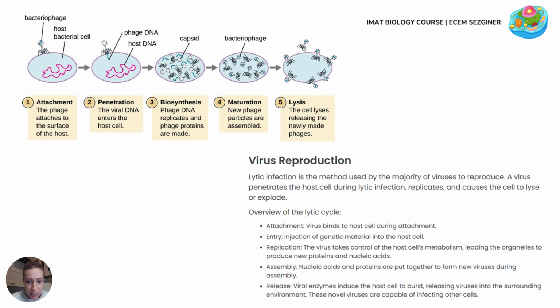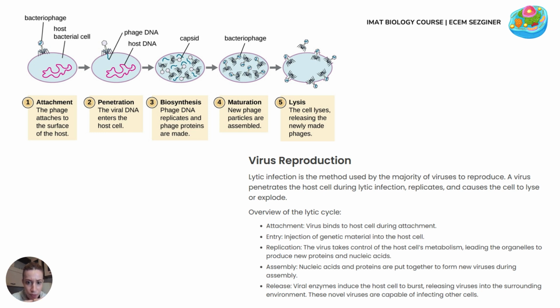So the attachment of the virus to the host cell happens. Then the entry, the injection of the genetic material into the host cell, happens. And then replication starts. The replication is in favor of the virus because the virus, with its own genome, takes control of the host cell metabolism. Now the cell is the factory for the virus to reproduce.